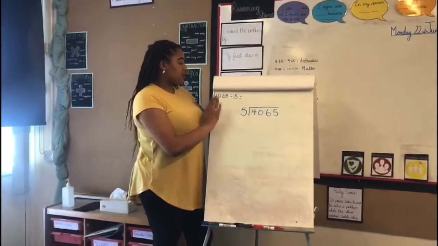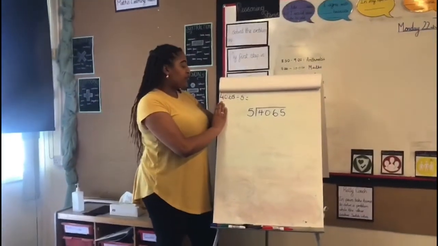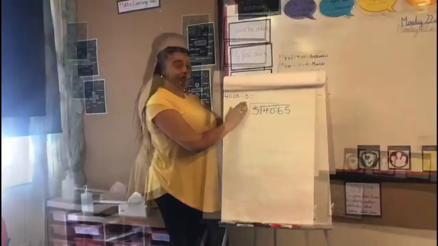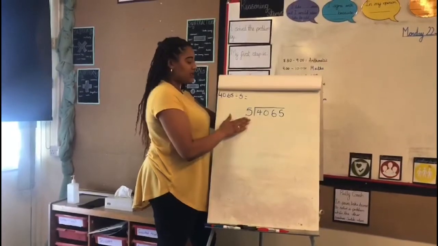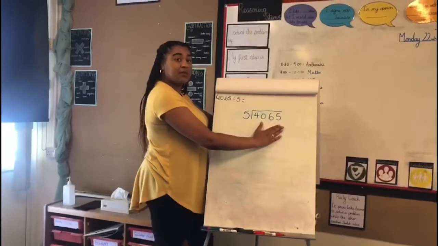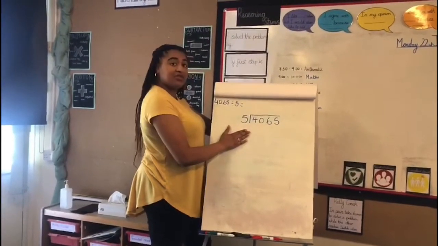So on the board, I've written my calculation out, 4,065 divided by 5. How I've set out my calculation, I've got the dividend underneath the bus, and on the outside I've got the divisor. The dividend is a number that we're dividing, and the divisor is a number we're dividing by.